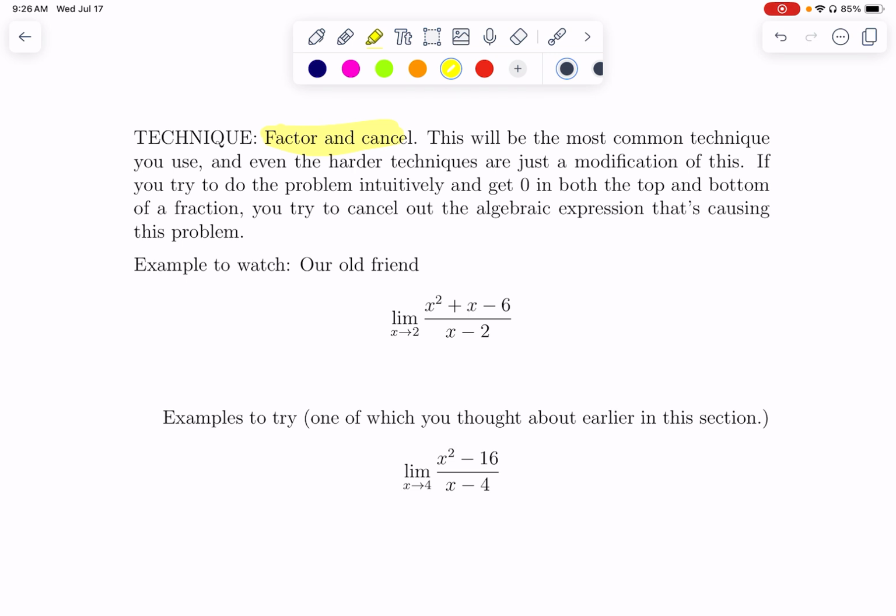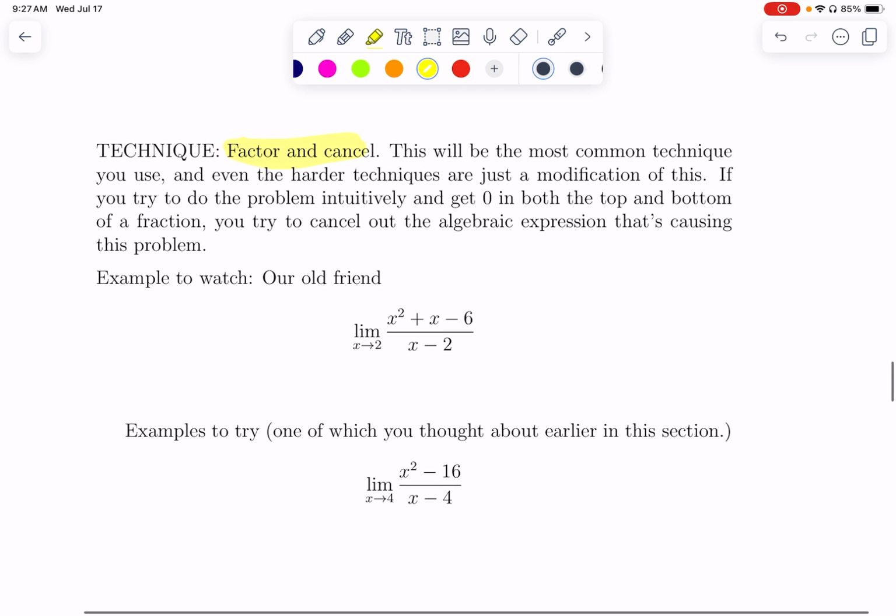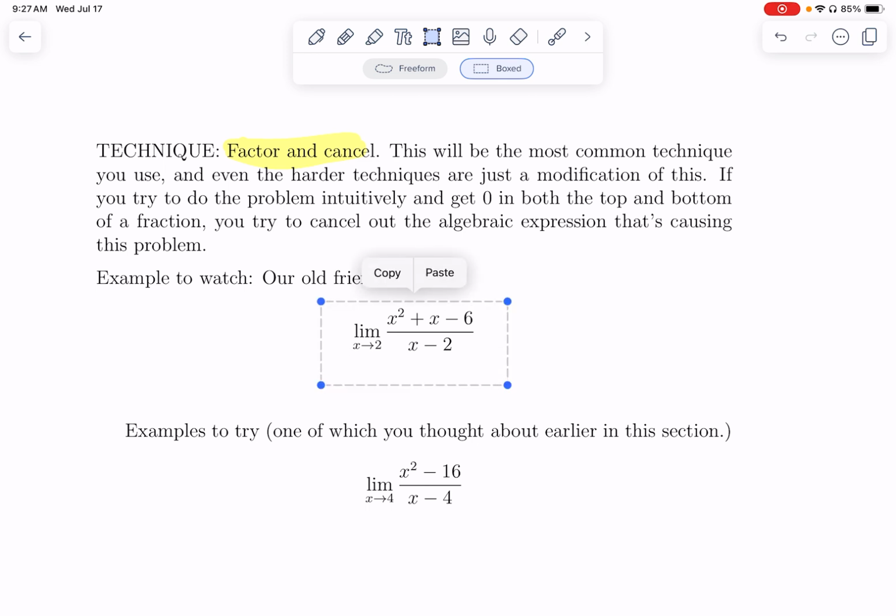There's some other limits we'll just memorize, and there are some techniques in this section that are like this, but just trickier. So the idea is, if we're getting 0 in the top and 0 in the bottom when we plug in, maybe we can do some clever algebra to somehow get those zeros to disappear. So let's look at an example. And this is the example we did at the beginning of this section.